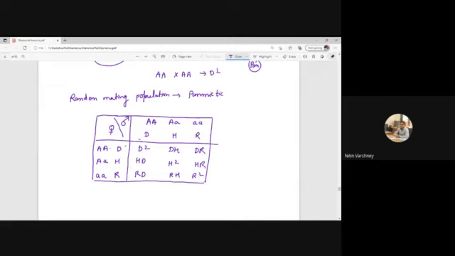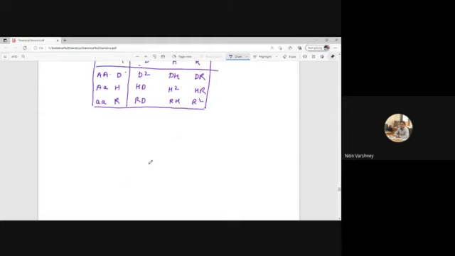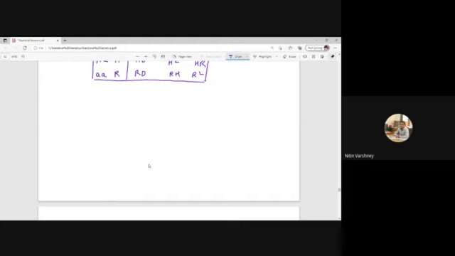Now we will move to one important law that you might have heard of, the Hardy-Weinberg law. Does anyone know what the Hardy-Weinberg law is? Can anyone tell me what the Hardy-Weinberg law is?